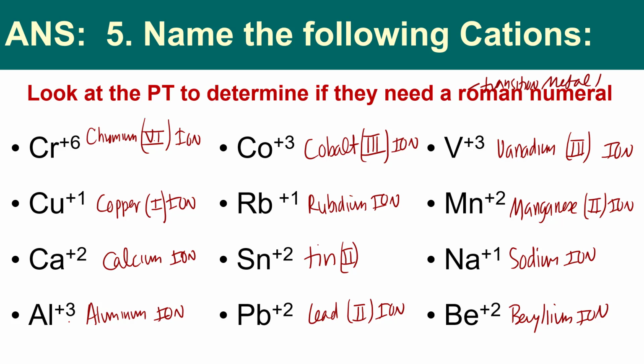All right, if you did this properly, you will see that there are only a few ions that did not need a Roman numeral. We have the calcium ion that's there, rubidium, sodium, beryllium, and aluminum. What they all had in common was only one possible ionic state if we looked at the periodic table. And because there's only one possible charge, we didn't need to note what the charge was with a Roman numeral.